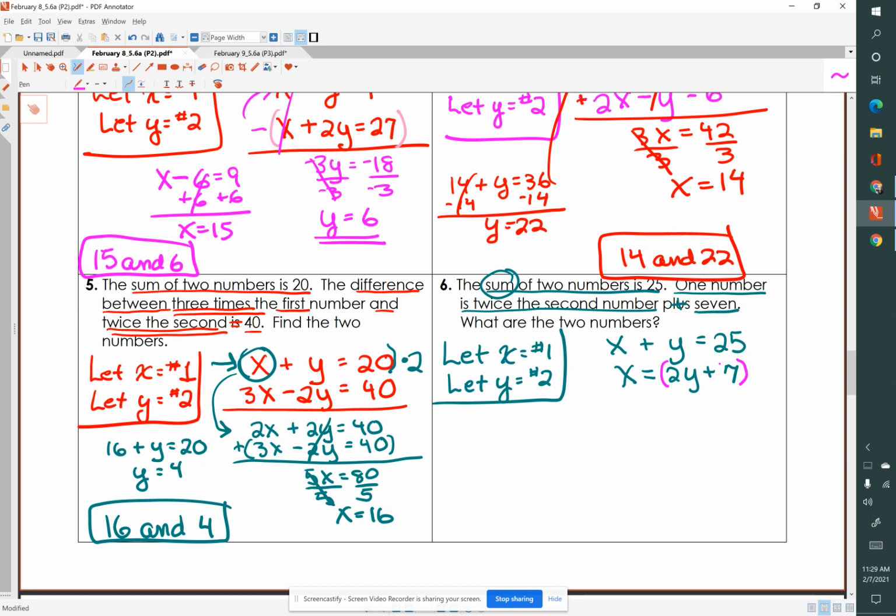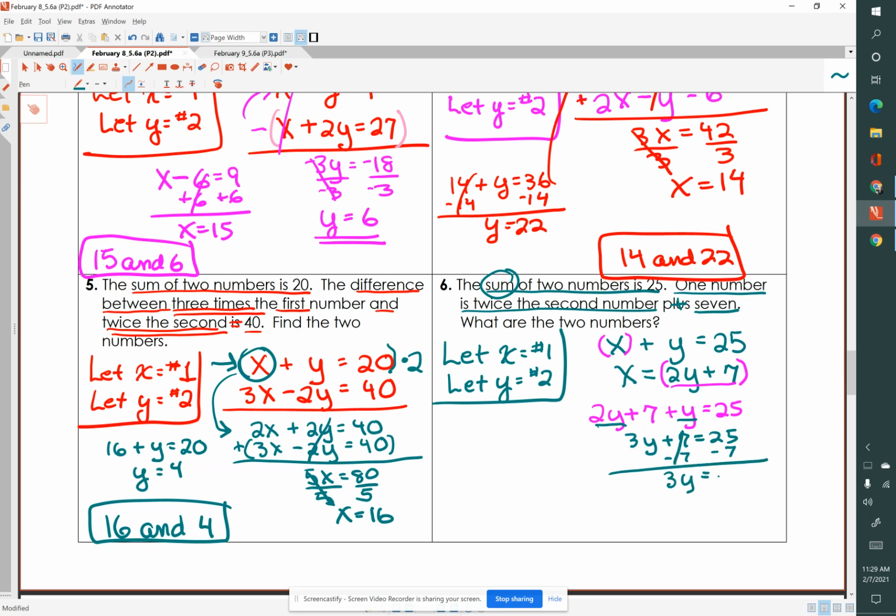We already have x defined, so we're going to use substitution, and we're going to substitute this quantity, 2y plus 7, for x. So instead of x, I will write 2y plus 7, that's this x here, then plus y equals 25. Now it's simply a matter of combining like terms. So 2y plus y are 3y plus 7 equals 25. Subtract 7 from both sides of this equation.